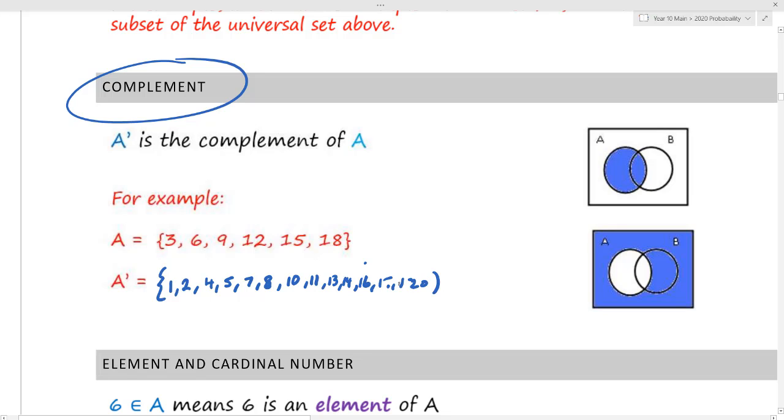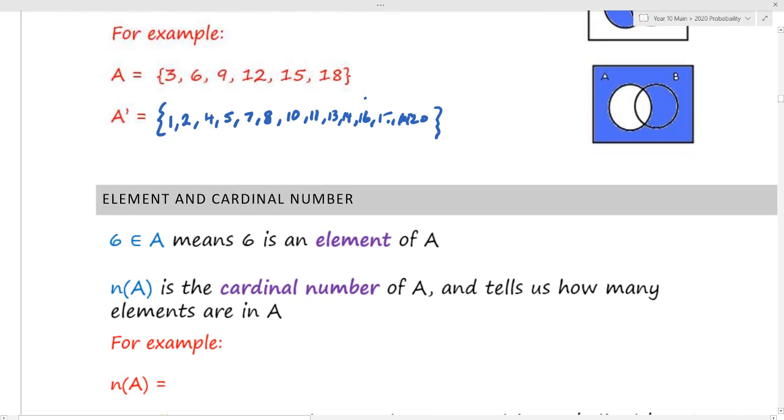Now, we use these little squiggly brackets as well to represent sets. So the set of A has the elements 3, 6, 9, 12, 15, 18. These are elements of that set. A is a subset of everything. The same, of course, is not A, which is a subset of everything. So what we're talking about is that 6 here is an element of A. We refer to this as an element of A.